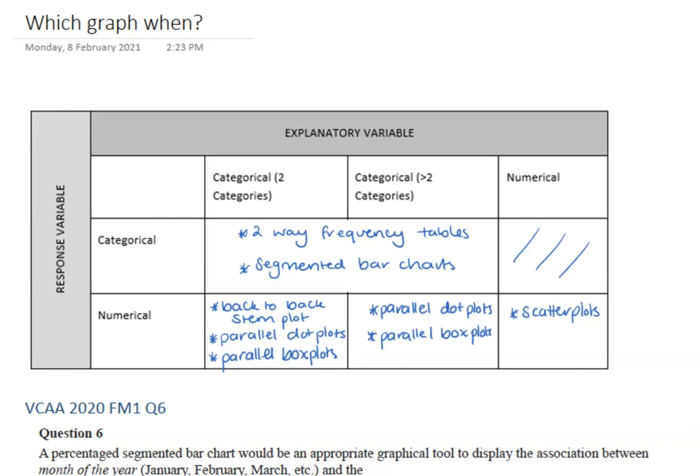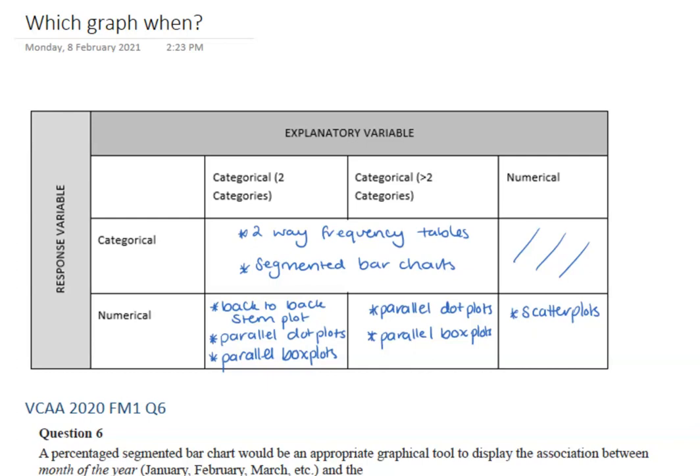So remember, you should have a summary table in your bound reference. An example here showing if our explanatory variable is categorical and our response variable is also categorical, we should be using two-way frequency tables or segmented bar charts. There are only those options there. If we're comparing categorical to numerical and there are only two categories in our responses, then we can do a back-to-back stem plot. If there are more than two, we could then also do parallel dot plots or parallel box plots. And finally, if we're comparing two sets of numerical data, we're looking to construct scatter plots for those displays.